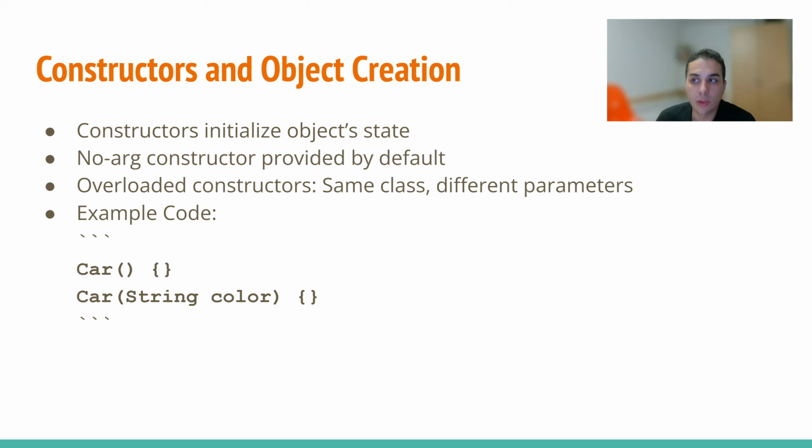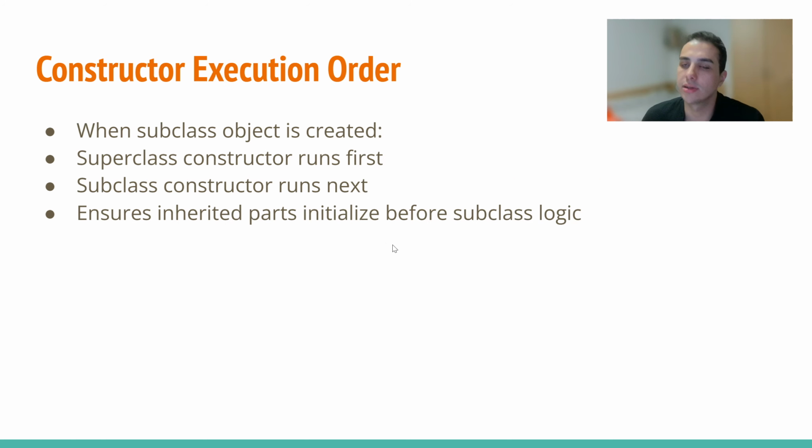Constructors can be overloaded, meaning a class can have multiple constructors with different parameter lists, allowing objects to be created in different ways. And this answers what overloaded constructors are: basically, constructors in the same class with different signatures. Here we have a car, and if you give it a string color in the same car class, one will come with the constructor with the color, and the other one will come with whatever the default is.